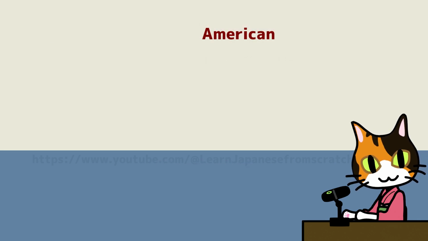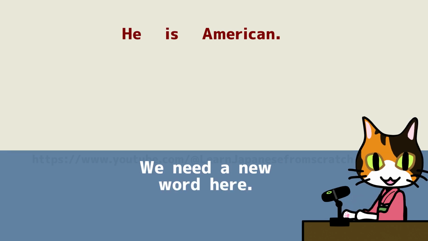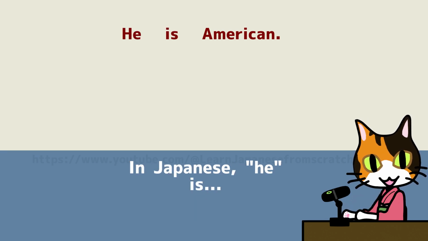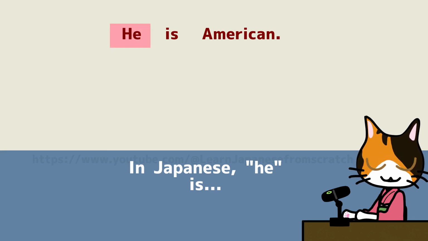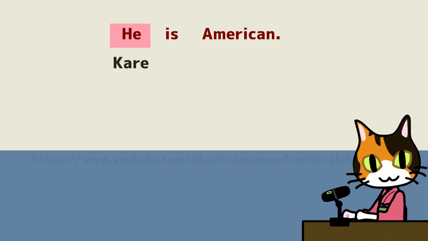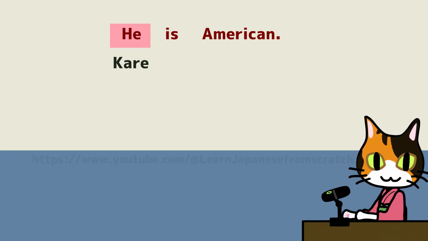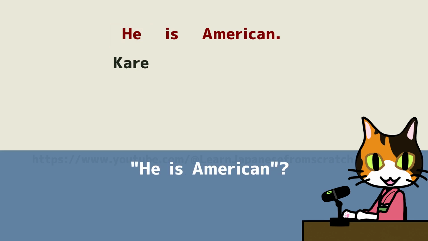Wonderful. Now let's say, he is American. We need a new word here. In Japanese, he is 彼。 Very good. So how do you say, he is American?